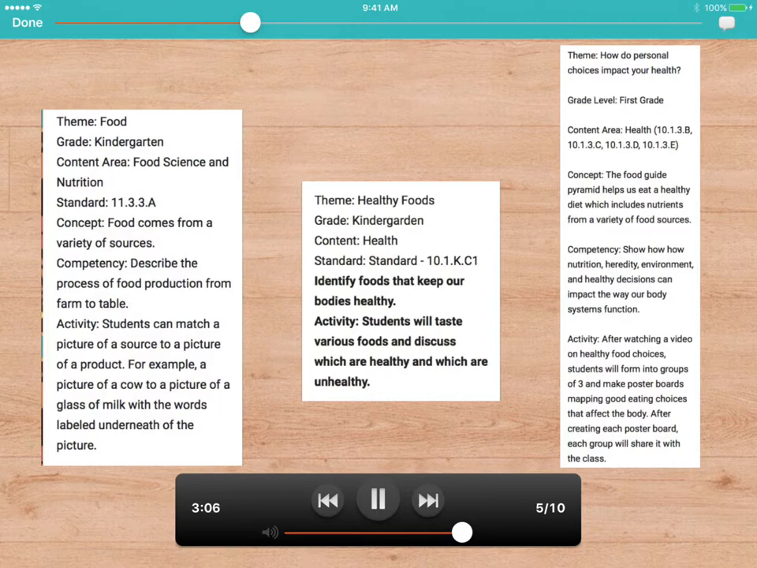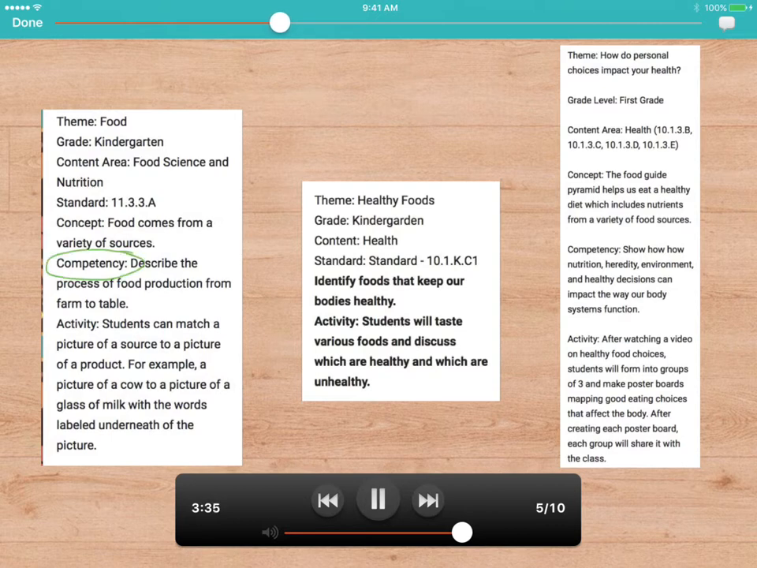So moving on to a new standard, we have 3 different health lessons on nutrition. We have a kindergarten lesson here on the left, a kindergarten lesson in the middle, and a first grade lesson on the right. If we look at the lesson on the left, the concept is food comes from a variety of sources, and then they're looking at farm to table as the competency. And you can see that up in this area.